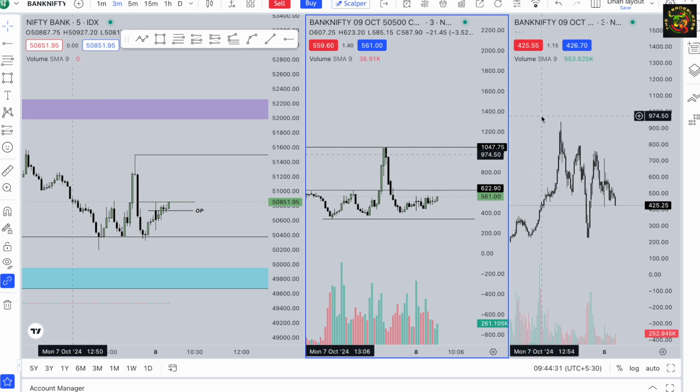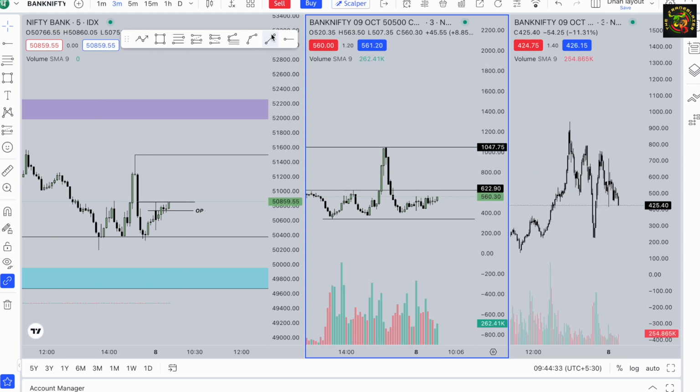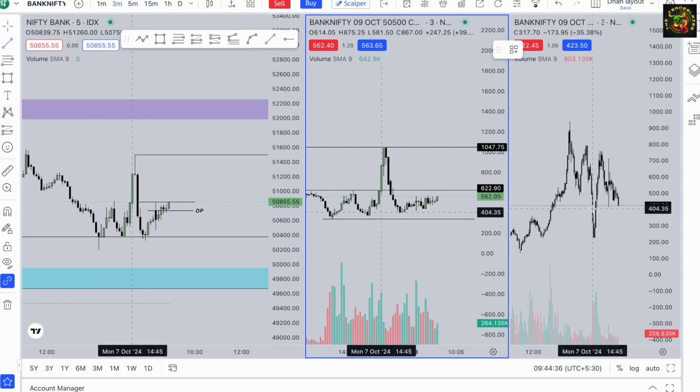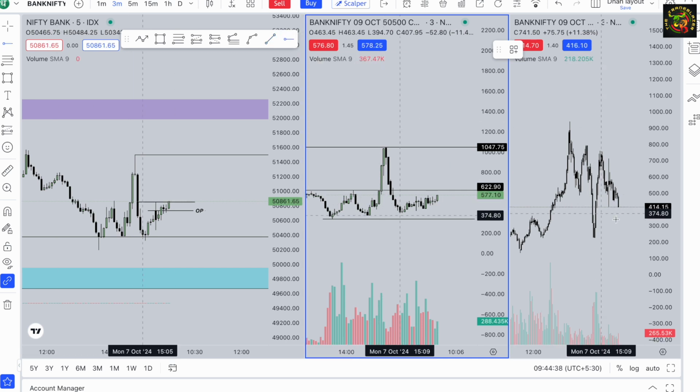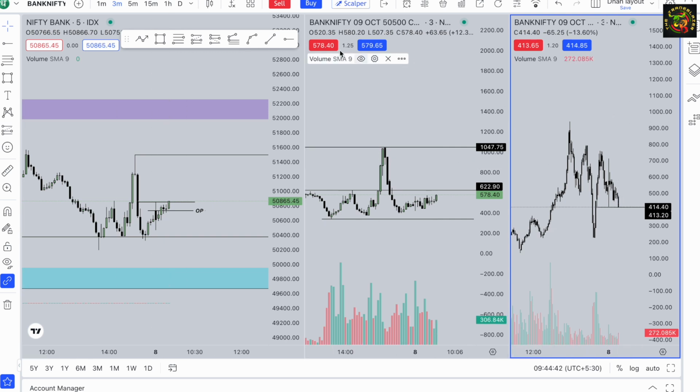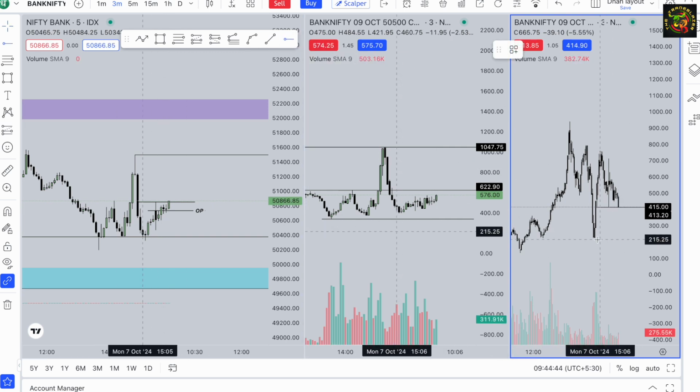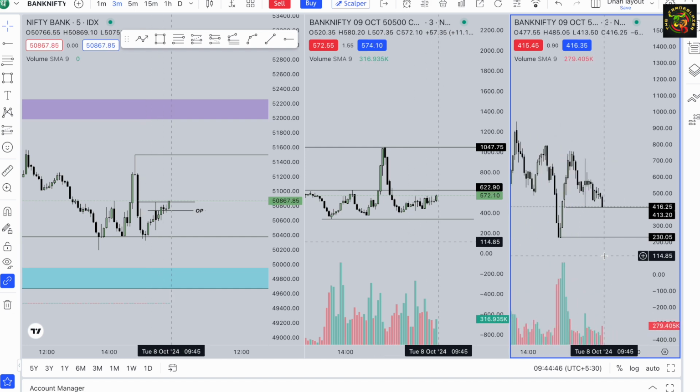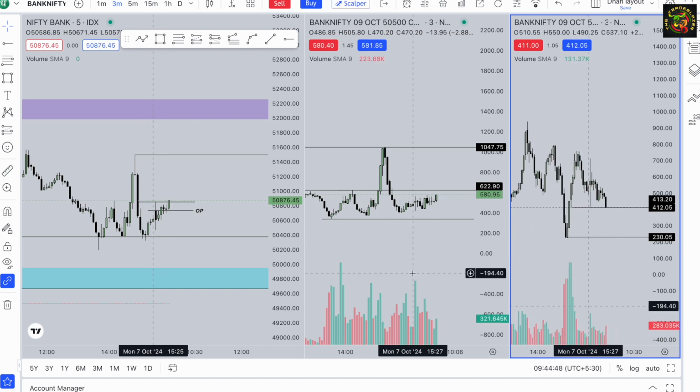I will still wait for further confirmation and see if price starts trading above the day's high, and after that I will wait for a pullback to initiate the long trade. So that's the plan. We'll see. We'll let you know if I take any trade.